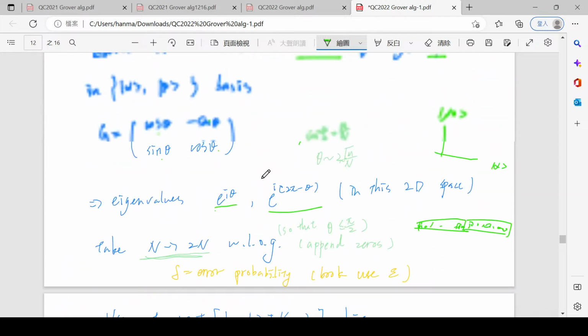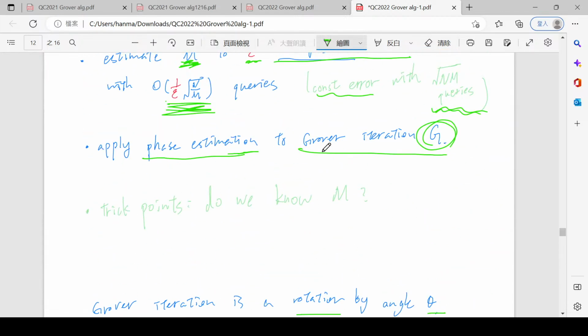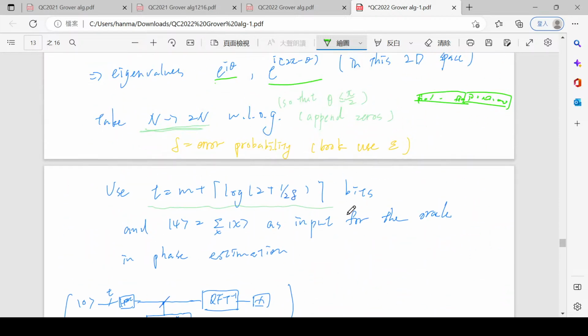And then we use another notation that is different from the book, this delta. Now we say delta is the error probability of our algorithm, or more precisely, the error probability of our phase estimation. Remember, phase estimation has some probability delta that you just get a wrong answer. Okay? And it's different from the book. The book uses epsilon, but we already have our epsilon being our multiplicative error for M.